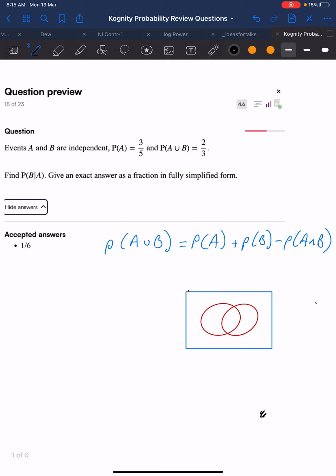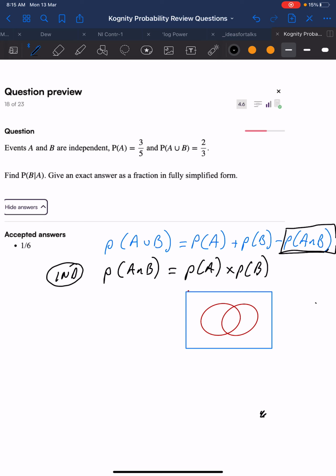I think you know by now that P of A and B equals P of A times P of B. That's the independent part. Great stuff. So when I see P of A and B here, I can replace it with the two probabilities multiplied together. So let's go ahead and substitute these values here into this equation and see what we get.